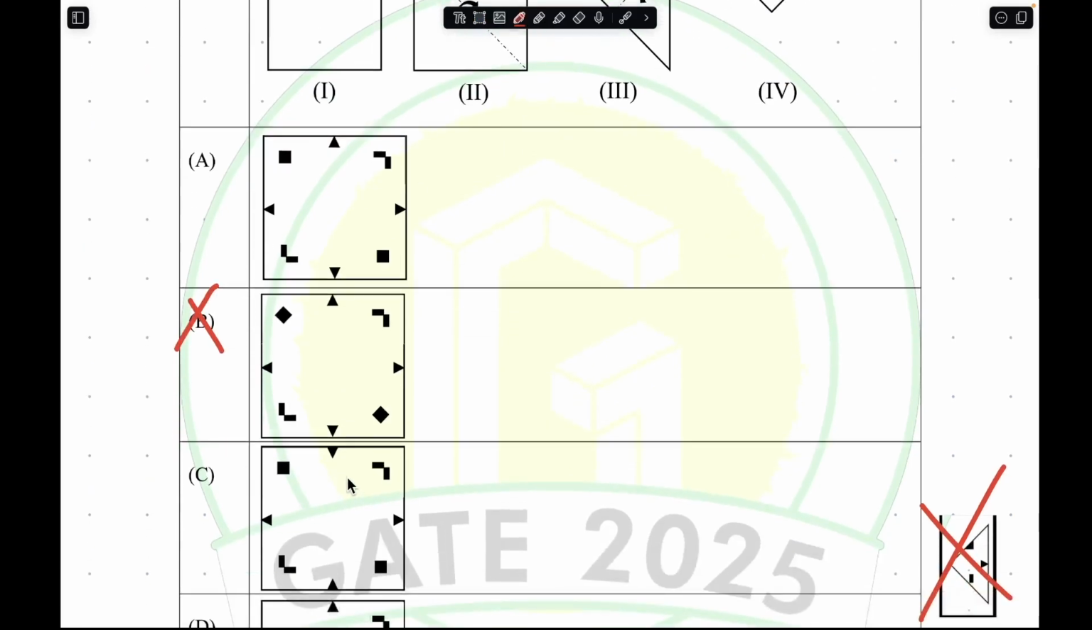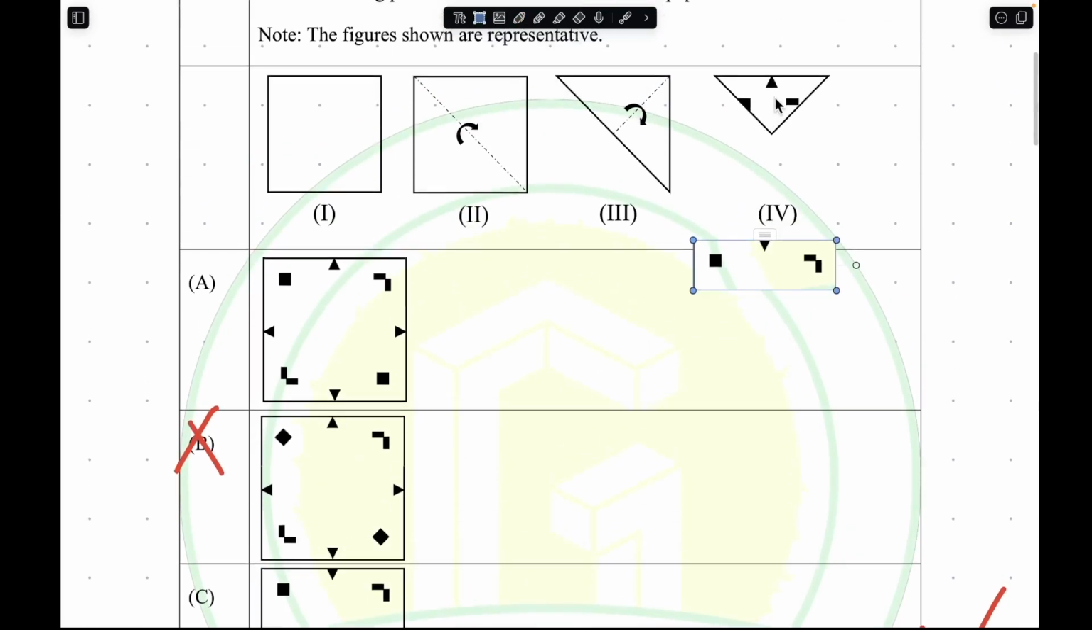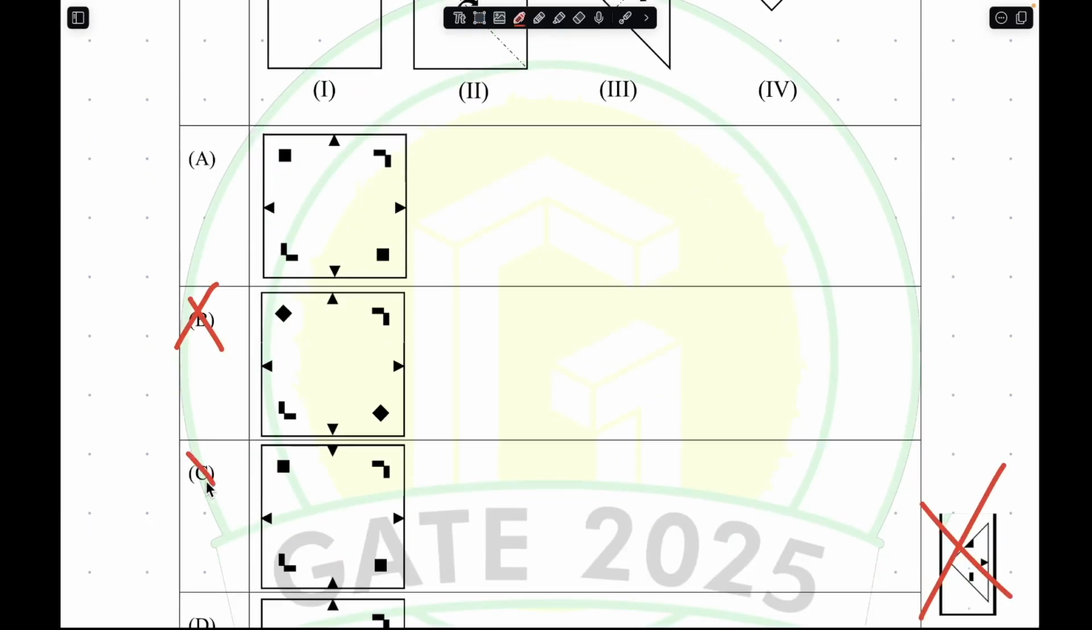With C, let's do that with C. So this triangle is not the same, so C can also not be the answer. Okay, we have rejected C also.